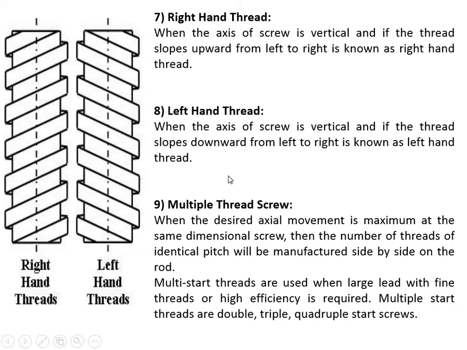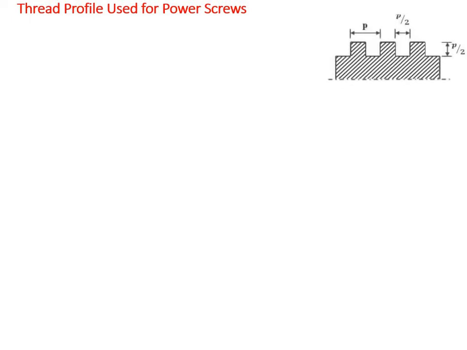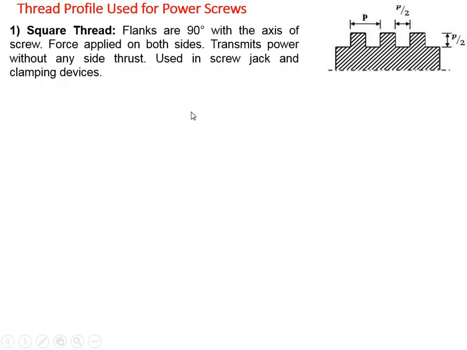Now the next term is the thread profile used for the power screw. The first one is the square thread. We will first see the definition and then the diagram. In a square thread, the flanks are at 90° with the axis of the screw. The flanks, or the teeth profile of that screw, are at 90° with the axis of the screw, and such an arrangement is called a square thread.